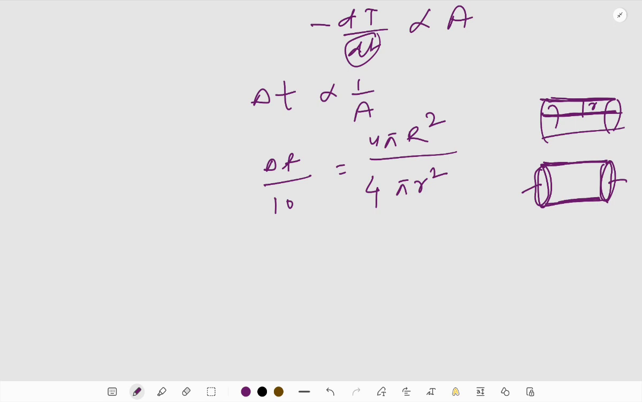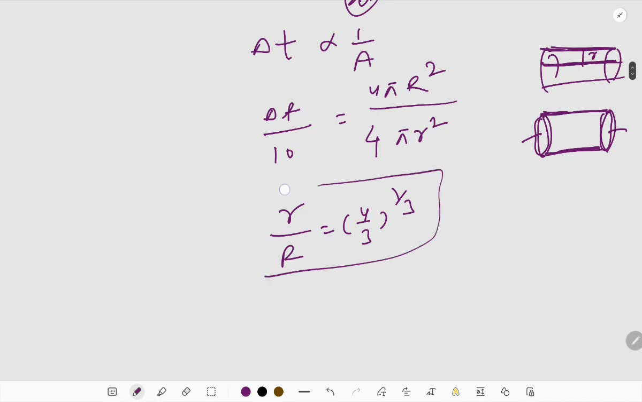And that means I can simply write R by r equal to (4 by 3) raised to 1 by 3. I wrote this because it is mentioned in the problem that the height of the cylinder is equal to its radius, so I can write it like this. You can take your values, compare their volumes, and you will get a relation between their radii. So I got two relationships here.